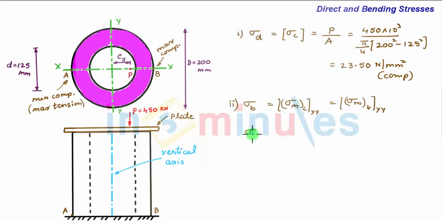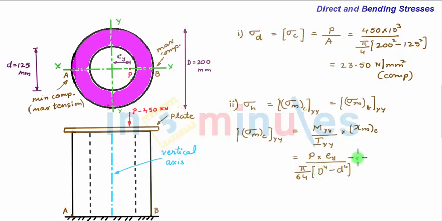If we consider the maximum compressive stress, sigma max of compression about YY is given by the formula MYY upon IYY into x max of compression. Now MYY is the moment about the YY axis, which is P into the eccentric distance EY, upon IYY, which for a hollow circular section is pi by 64 into capital D to the power 4 minus small d to the power 4, multiplied by x max of compression, which is half of the outer diameter, D by 2.